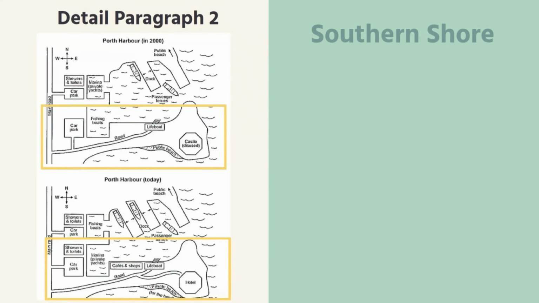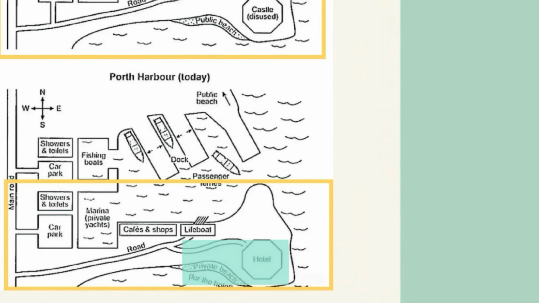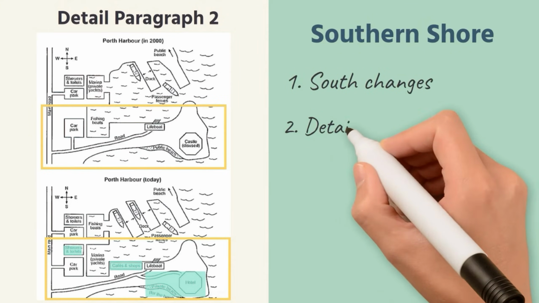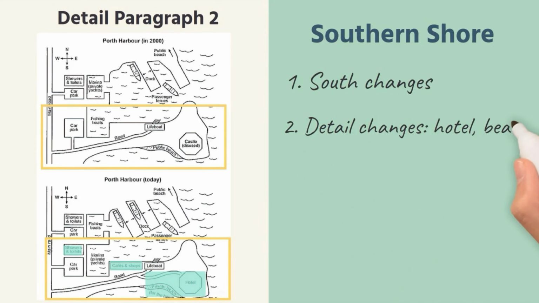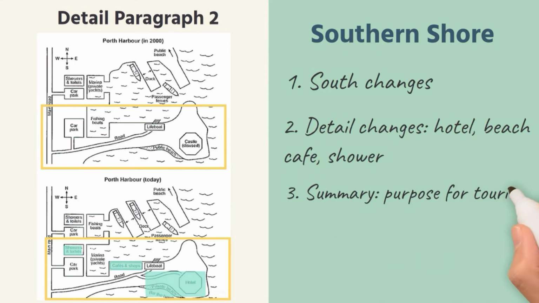Detail paragraph 2. First, topic sentence. Changes of southern shore. Second sentence for supporting details of changes. Hotels, beach, cafe and shopping areas, shower and toilets. Write it down. Last sentence. Here I will say the second purpose. Most changes on the southern shore are for luxury and recreation holiday tourists. Write it down. Now both plans are done.